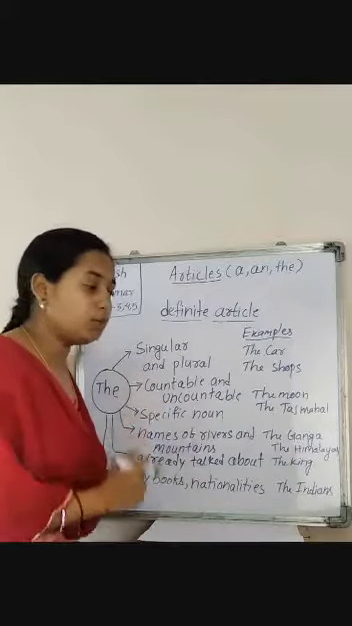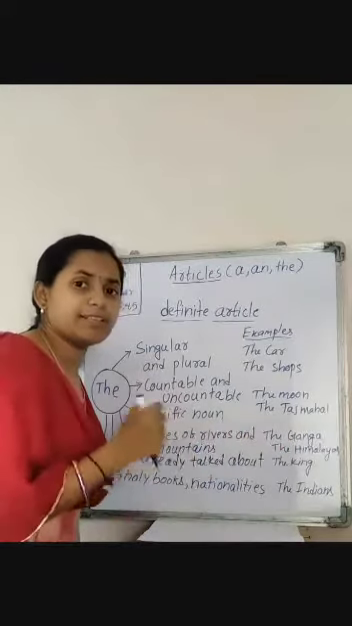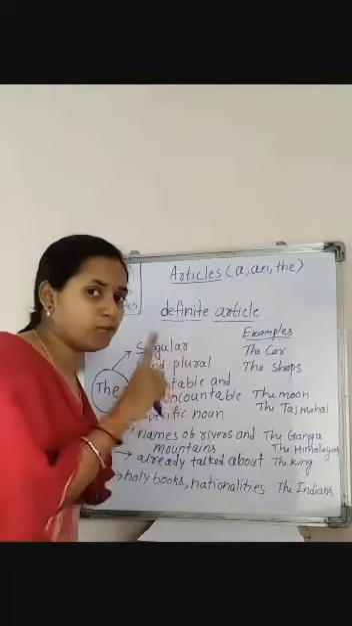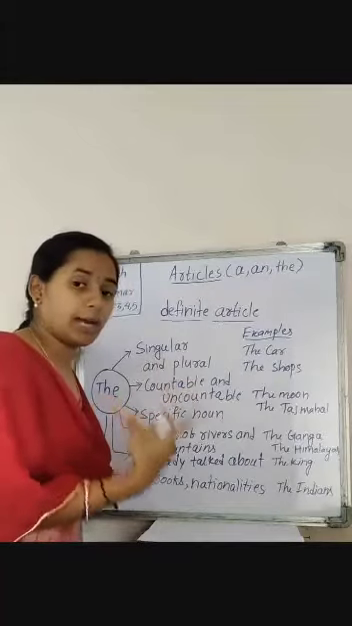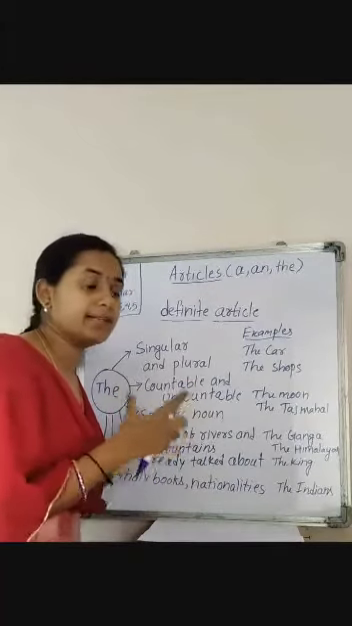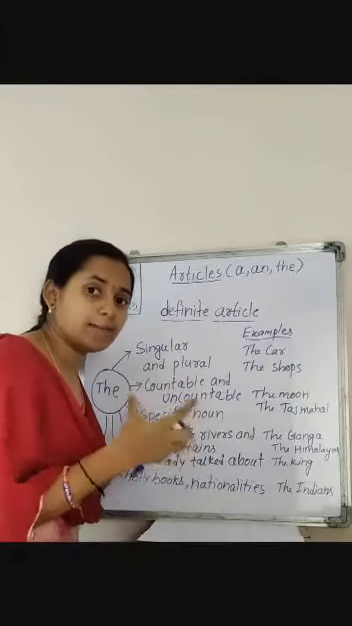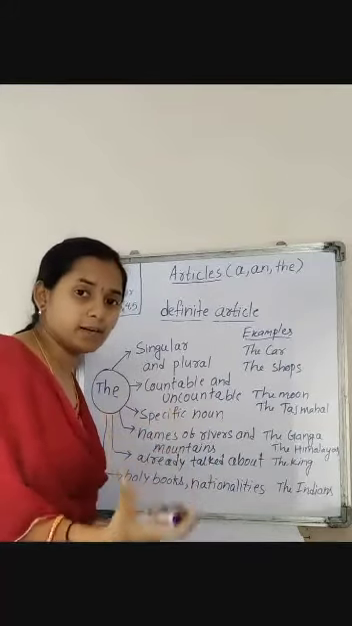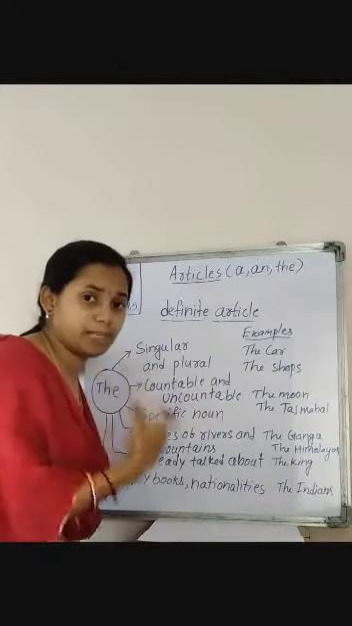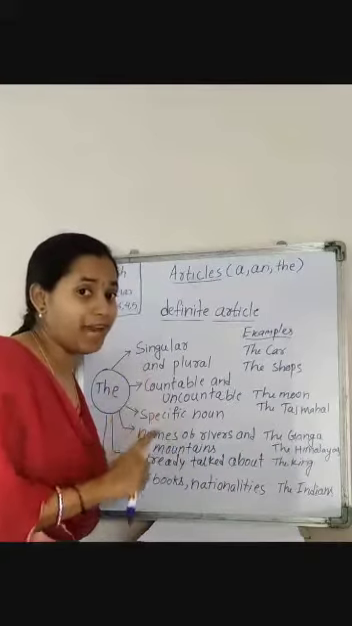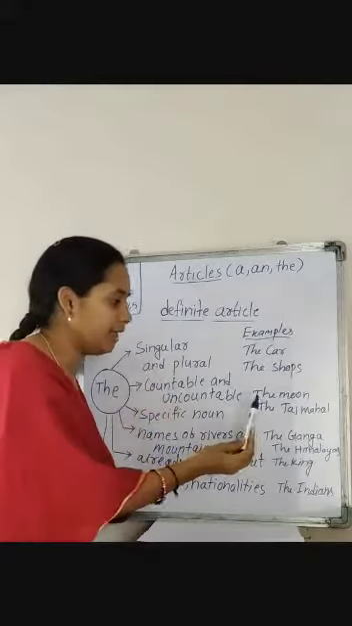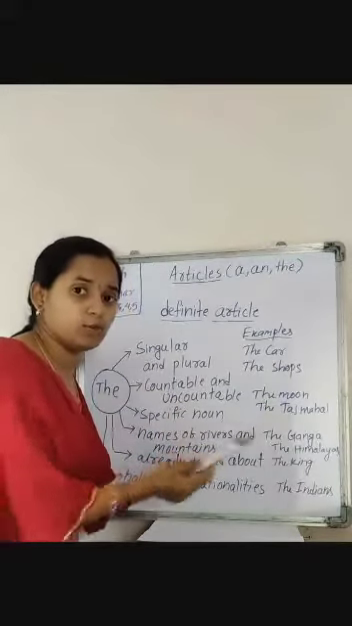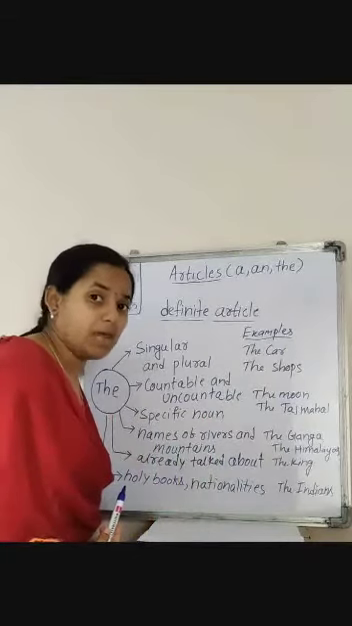And also we can use it for specific things like Taj Mahal. We have only one Taj Mahal or Charminar. So at that time we can say the Taj Mahal, the Charminar, the Eiffel Tower. Which are special or specific and we have only one. At that time we say that the can be used before that particular noun.